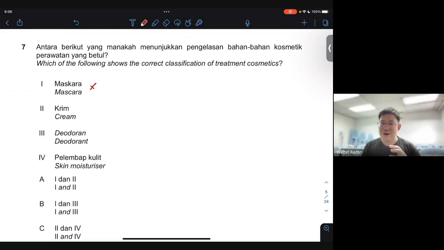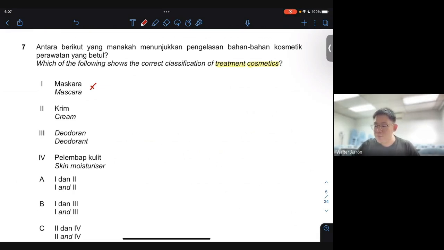And if I'm not wrong, technically, a mascara is something that you actually put on your eyelashes. That's to enhance how your eye looks, but it's not a form of treatment. It doesn't treat any diseases whatsoever. So this is not classified as a treatment cosmetic.